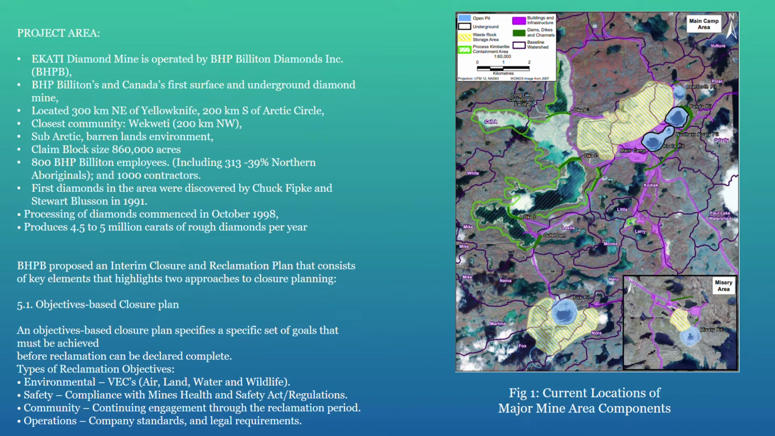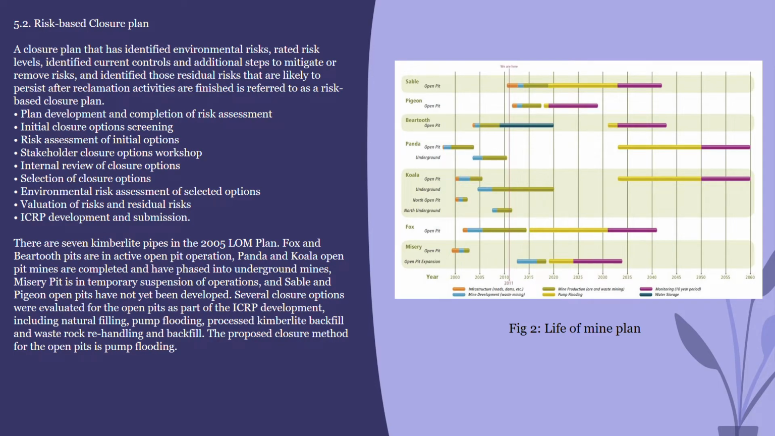And here I observed a very interesting thing, that the closure plan here was mostly based on two types of closure. One is the objectives-based closure plan, and the second is a risk-based closure plan. The objectives-based closure plan specifies a specific set of goals such as reclamation objectives, which include environmental, safety, community, and operations. The next is the risk-based closure plan that has different risk assessments involved, which include the initial closure option screening, risk assessment of initial options, internal review of closure options, selection of closure options, and the valuation of risk, environmental risk assessment.